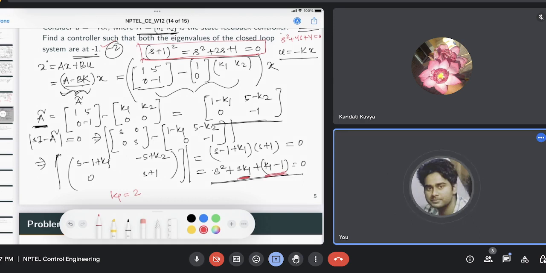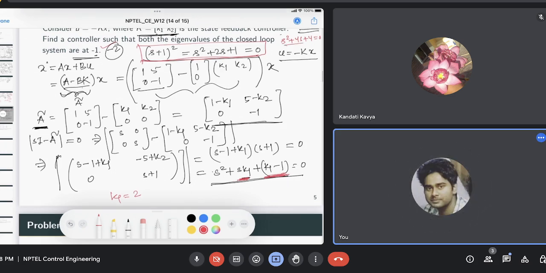Only one mode of freedom is there. So by choosing k1, you choose k1 to match this value. For example, here we can choose either to make this constant coefficient 4 or this coefficient with s equal to 4. You cannot make both of them 4.